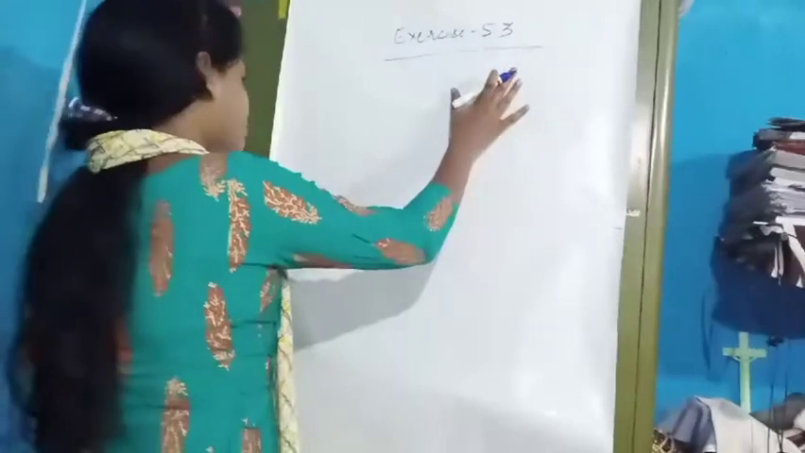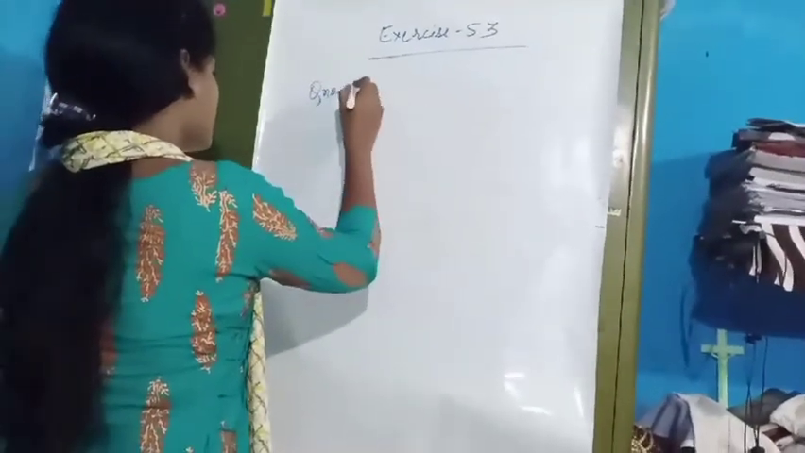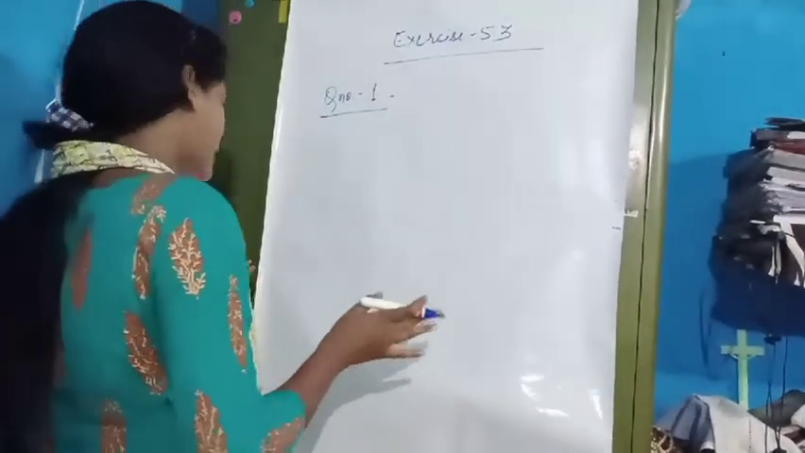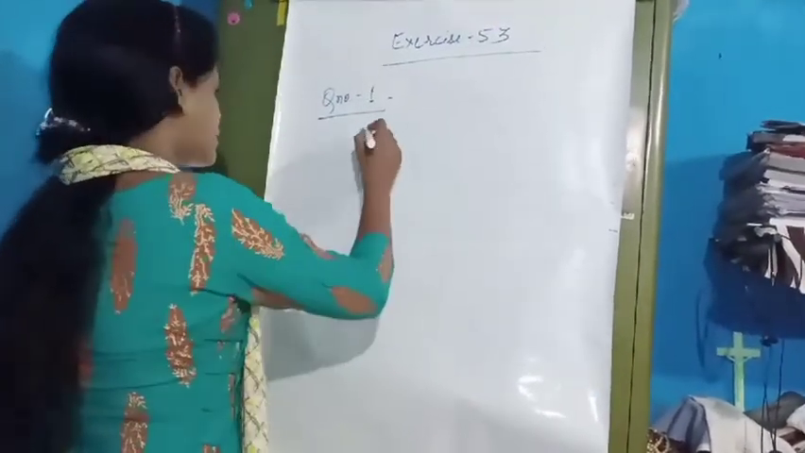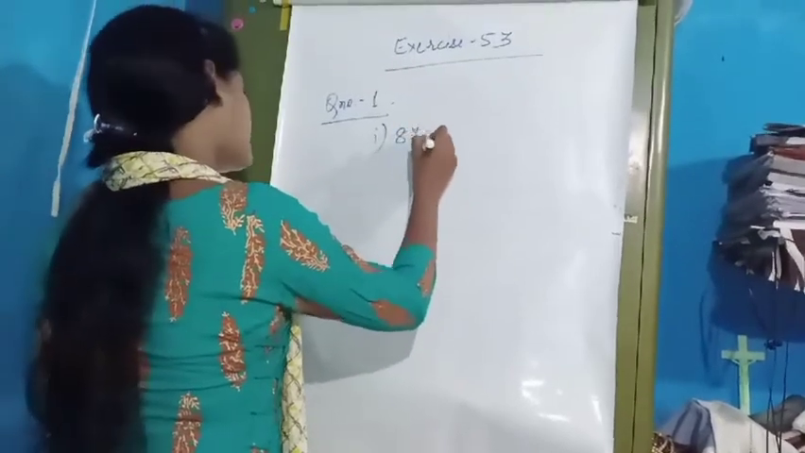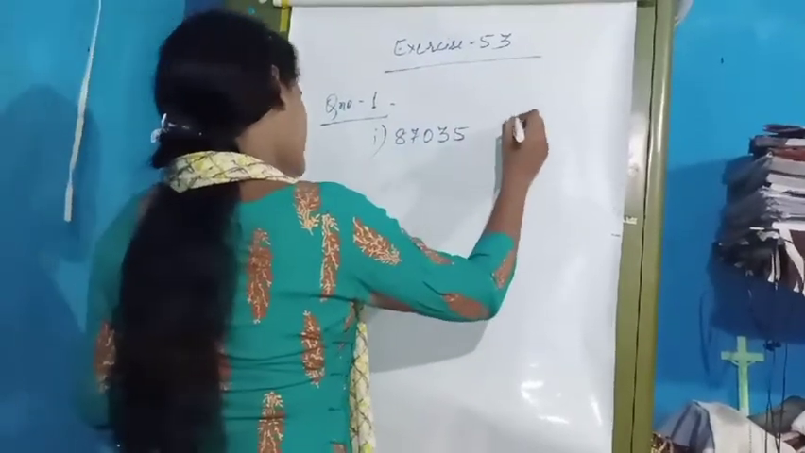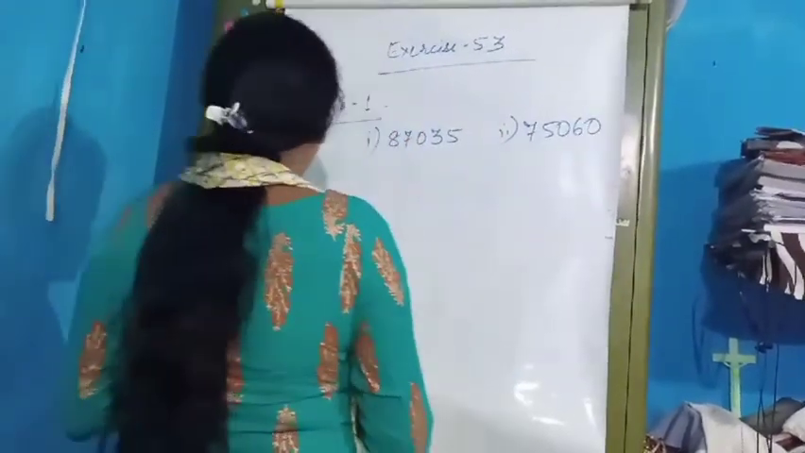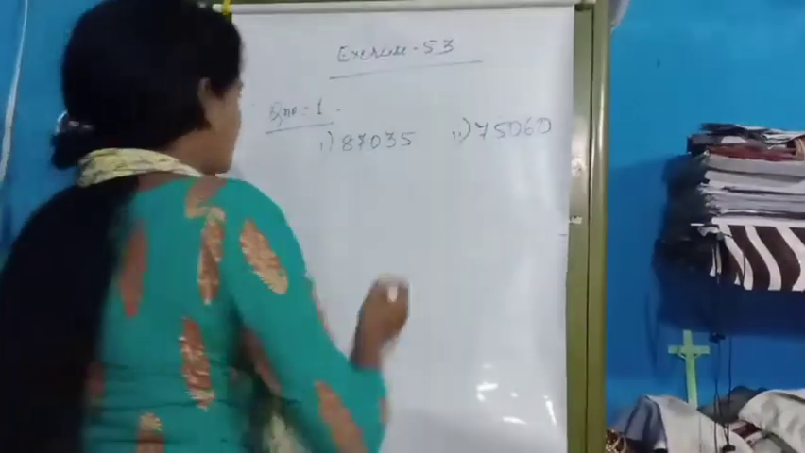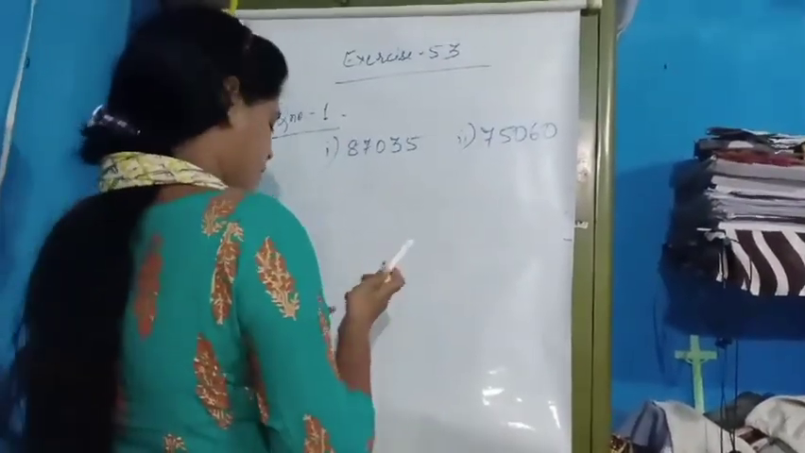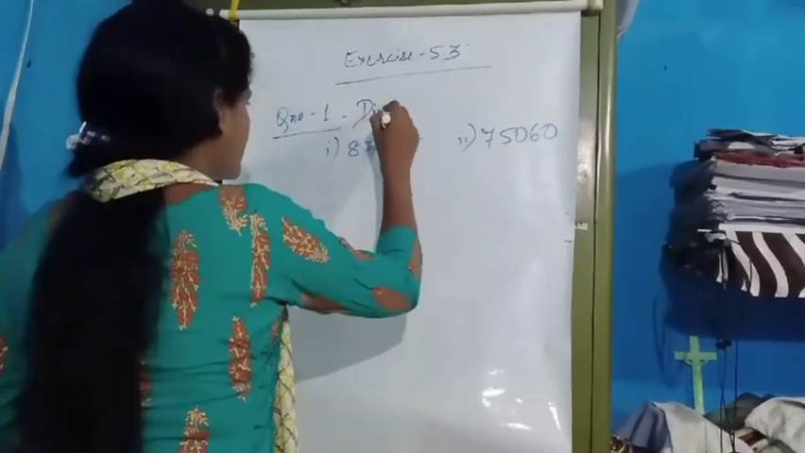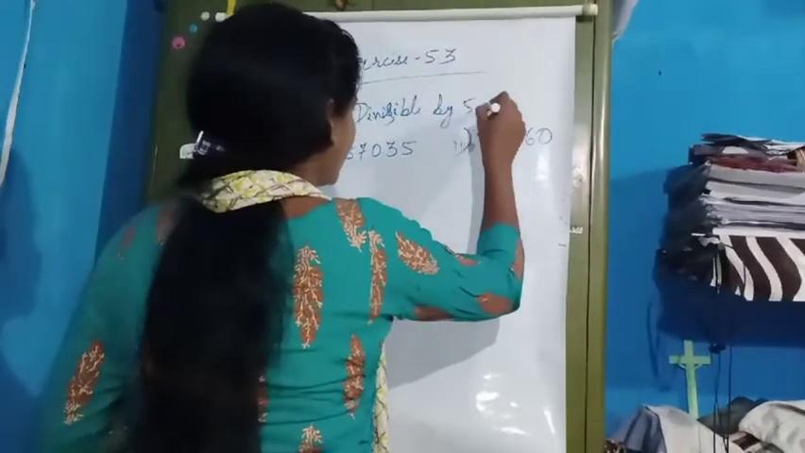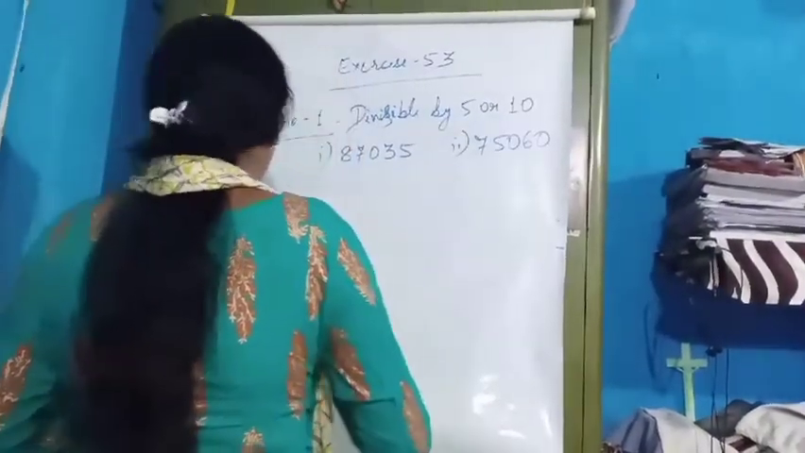So exercise 5.3, we will do question number 1. The question is, which of the following numbers are divisible by 5 or by 10? The first is 87035. The second is 75060. So you tell me which number is divisible by 5 or 10, by seeing the last digit of the number.